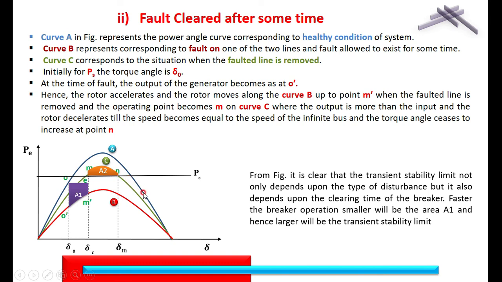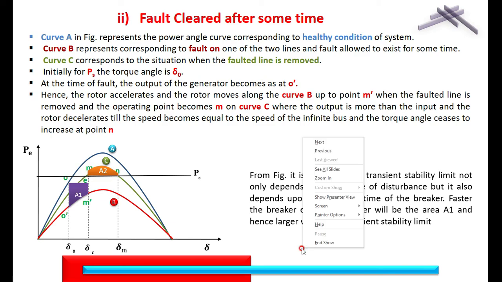This is how you have to explain the application of the equal area criterion for a fault on a system, that is a generator connected to an infinite bus.